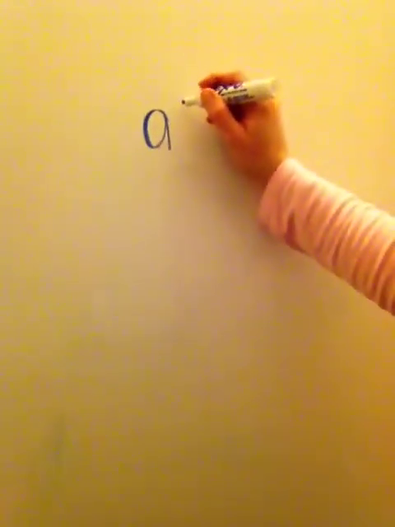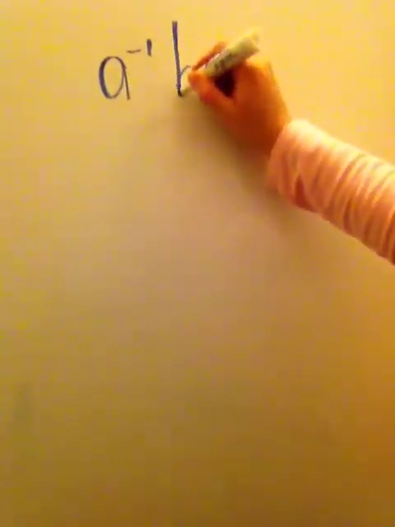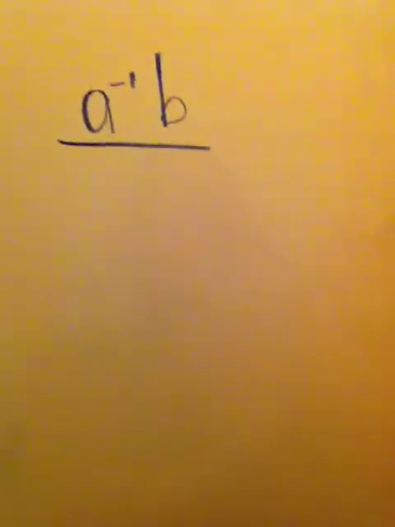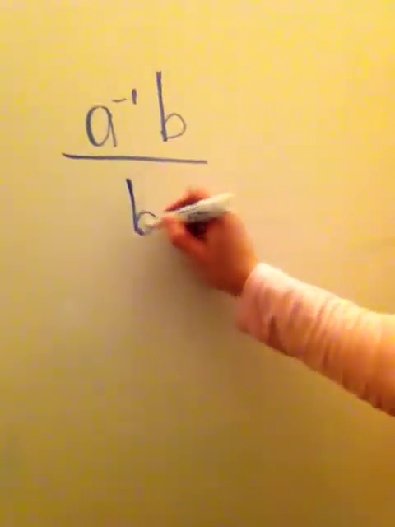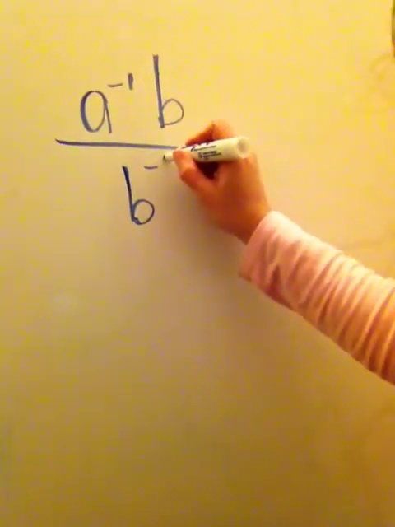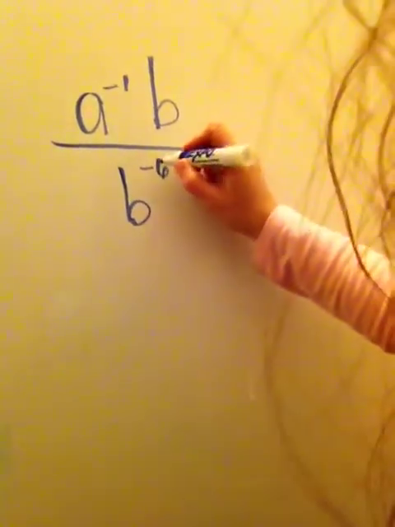Try a different marker. That one doesn't erase very quickly. Okay, let's do, I'm going to do a to the negative 1 times b. I don't like how this marker writes. I'm just complaining. A to the negative 1 times b over b to the negative 6th. We'll see.